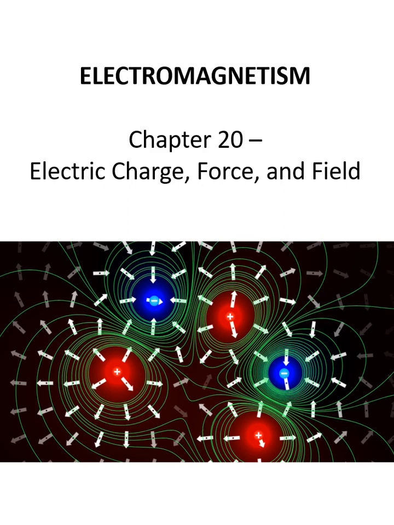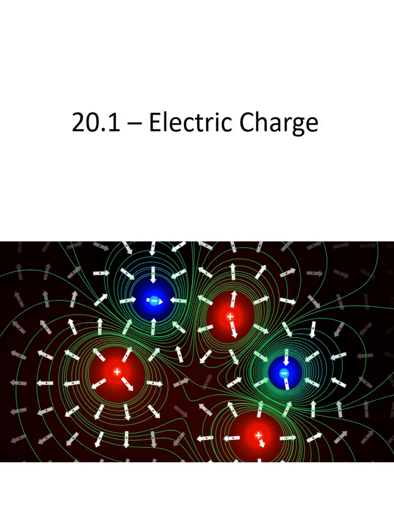Welcome to the wonderful world of physics. This is the beginning of the unit on electromagnetism in Physics 104B. We start with Chapter 20 on electric charge, force, and field. And this is Section 21, electric charge.